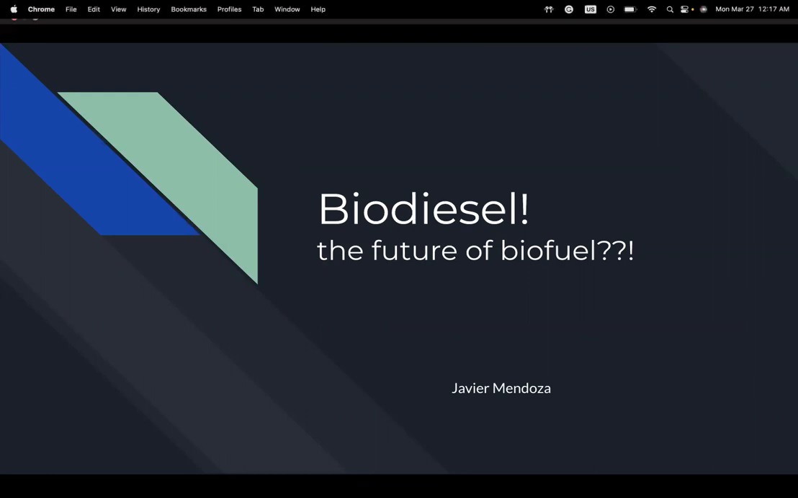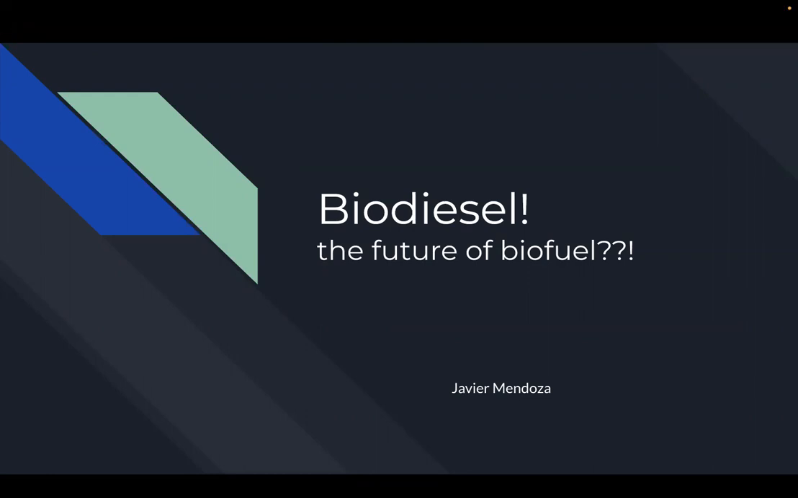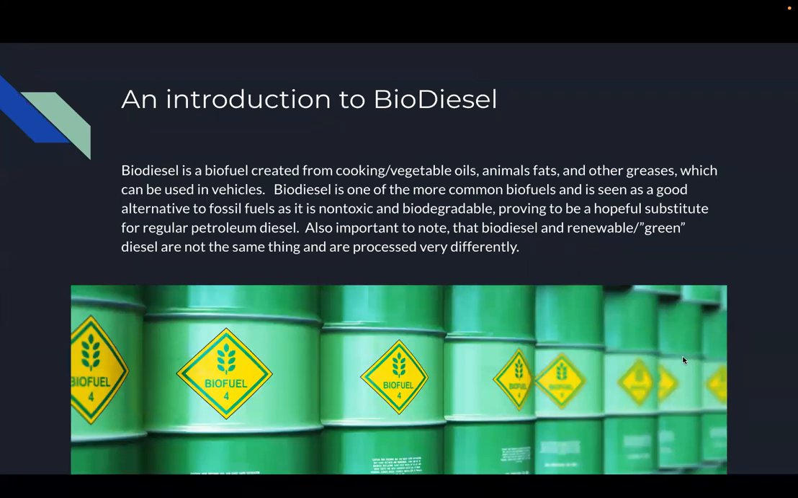But yeah, second attempt. This is biodiesel, which is my chosen biofuel. So just a quick intro. Biodiesel is a biofuel that is created from cooking vegetable oils, and it's a mixture of fats, animal fats, and other greases, which is used currently in vehicles across the globe. Biodiesel is one of the more common biofuels.